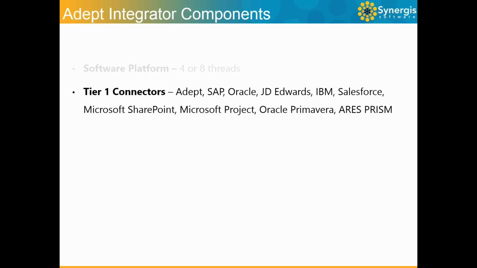Next is the connectors. Perhaps you have a need to integrate Adept with something else, perhaps another Tier 1 connector: SAP, Oracle, JD Edwards, IBM, Microsoft Project, Oracle Primavera, and so on, SharePoint. These are all Tier 1 connectors, which means they're robust. They've been built solidly. They've got a lot going on in terms of understanding the business process and the data flows of those solutions.